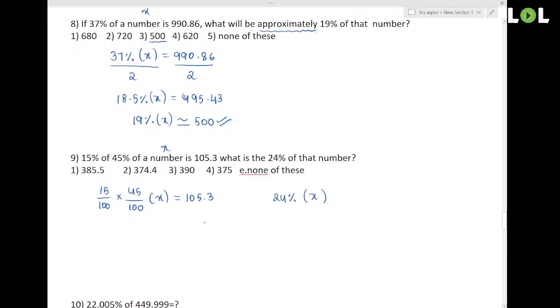So for this, should I calculate the x value? Yes, you must calculate it, people, because there is no shortcut here. From the given 15% and 45%, we cannot deduce 24%.